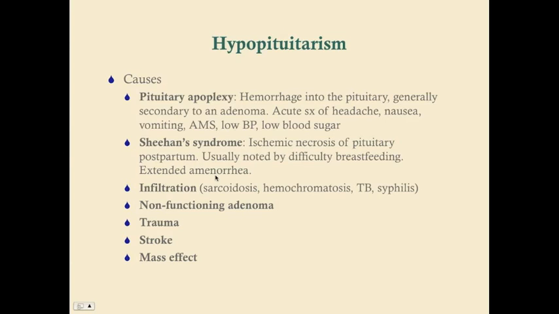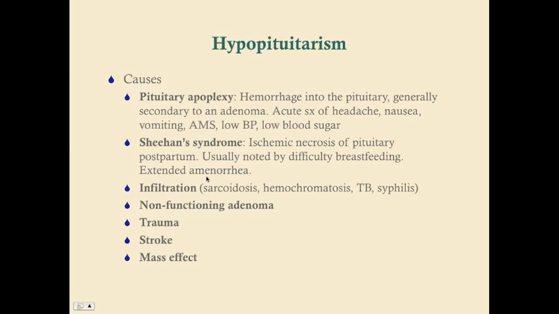Usually it's going to be noted by difficulty breastfeeding in a woman after she delivers. It can also be noted in a woman, if she's not breastfeeding, by extended amenorrhea. Usually a woman should start to have her period again around 3 months after she delivers. If she's gone a year without, then you might think Sheehan syndrome. Now remember, if she's breastfeeding, she's not going to have her period because she's secreting prolactin.